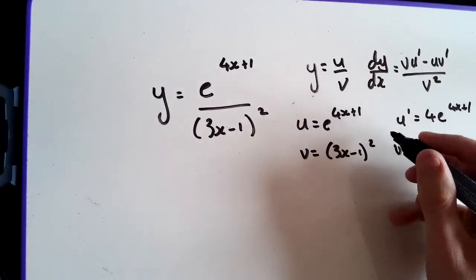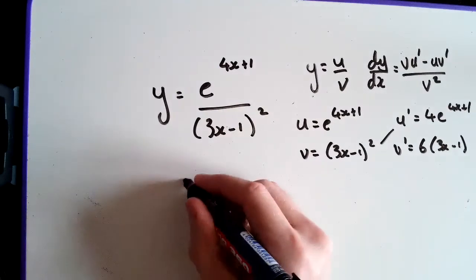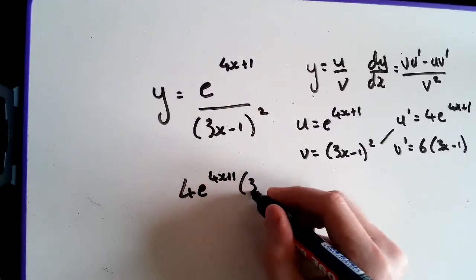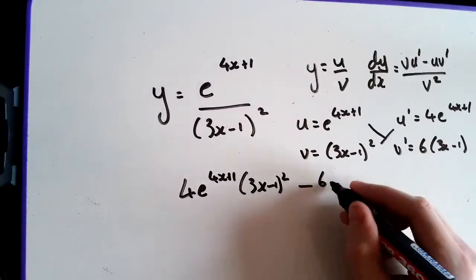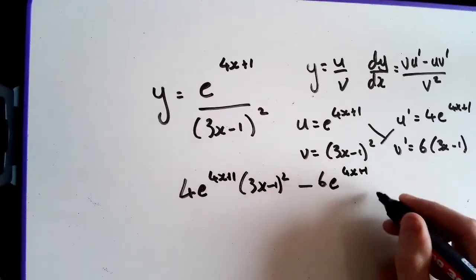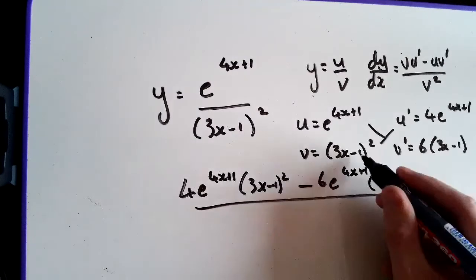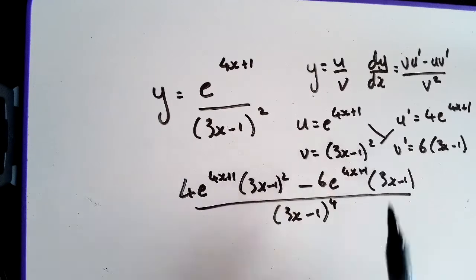So put it into the formula. So those two terms together, so 4e to the 4x plus 1 times 3x minus 1 squared, take away these two. So 6e to the 4x plus 1 times 3x minus 1 all over v squared. So 3x minus 1 to the power 4, because when I square that I times the power by 2. Now, I don't need to simplify it because I'm just going to sub in when x is 1.